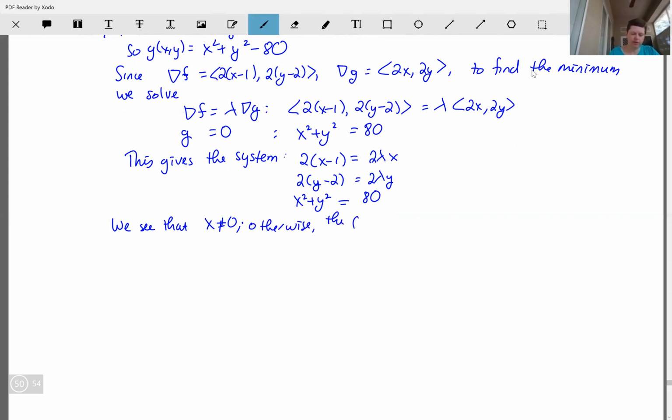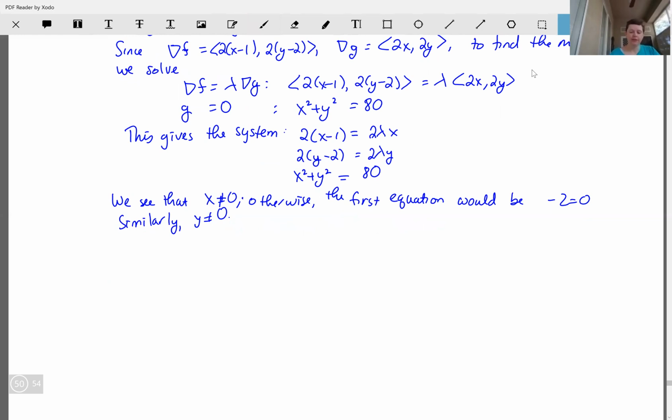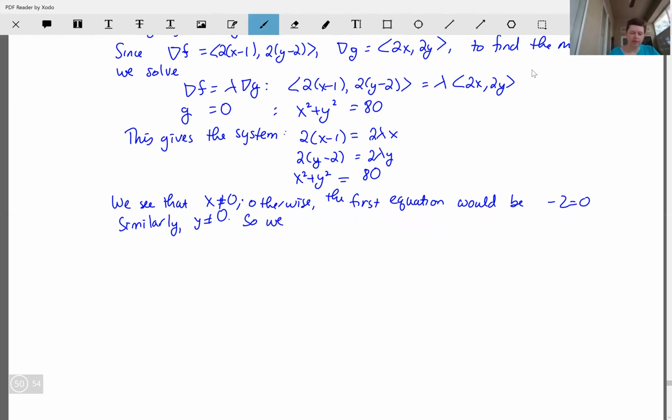Otherwise, the first equation would be -2 is equal to 0. And similarly, we know y is not equal to 0. So we can solve the first two equations for lambda. Notice that this is a different approach than we took previously.